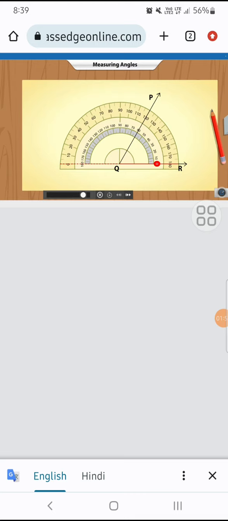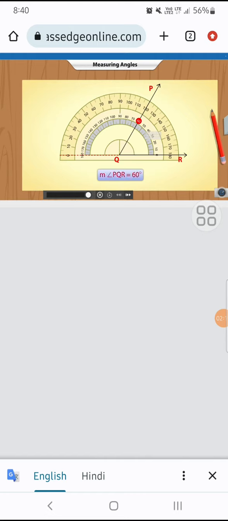Now, looking at the inner scale, we need to note the mark where the other arm QP cuts the scale. We see here that QP cuts the inner scale at 60. So, the measure of angle PQR is 60 degrees. We write it like this. The letter M means measure of the angle.